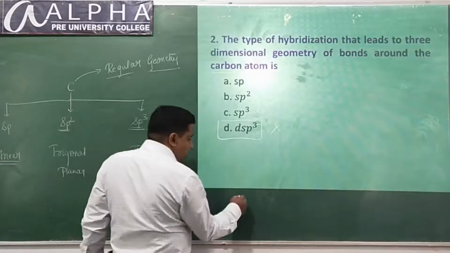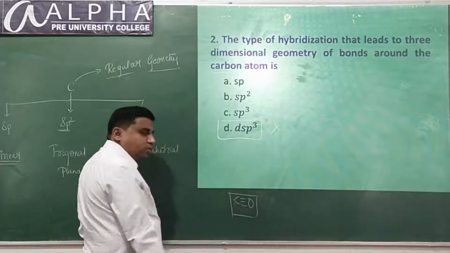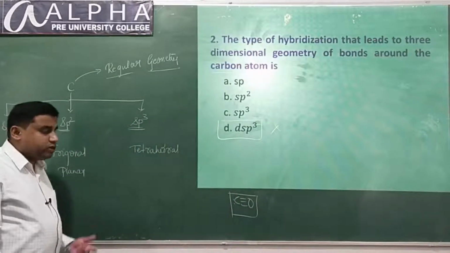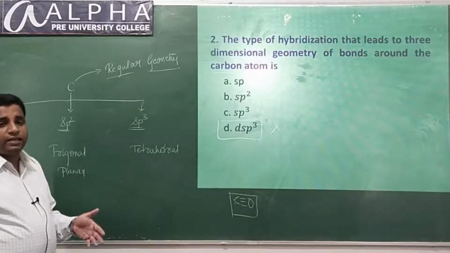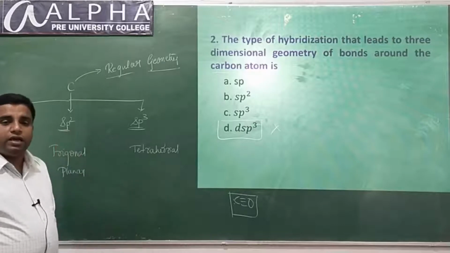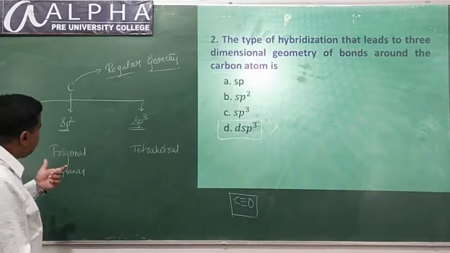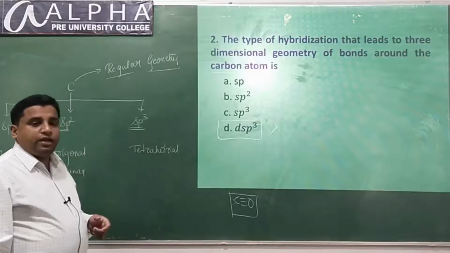It is in carbon monoxide. Only in carbon monoxide does carbon get a lone pair of electrons. That means the geometry is going to be irregular. But in most cases, in 99% of cases, the geometry of the carbon will be regular geometry only. So it can have three types of hybridization: sp, sp2 and sp3.